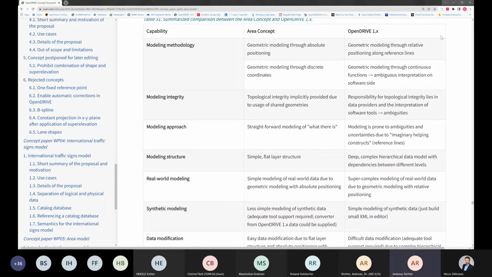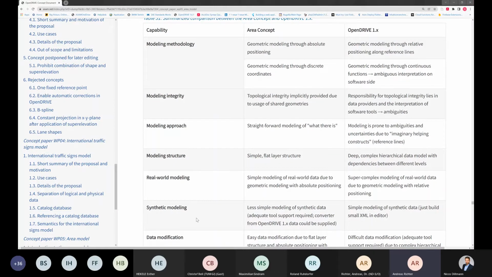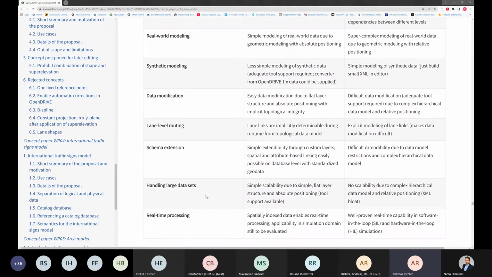What is interesting to mention is that the area concept focuses on facilitating real-world modeling, and due to the fact that it's a layered approach using a more areal, lightweight modeling, it's easier to create huge complex networks instead of OpenDRIVE, where you have to stick to specific modeling methodologies that are incorporated in the concept of OpenDRIVE. If you can continue to the bottom of the table, there's also the statement regarding data complexity.